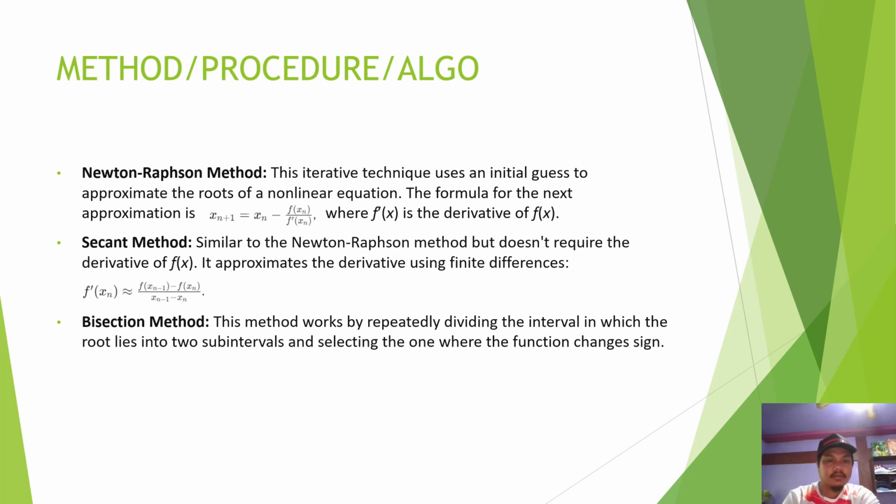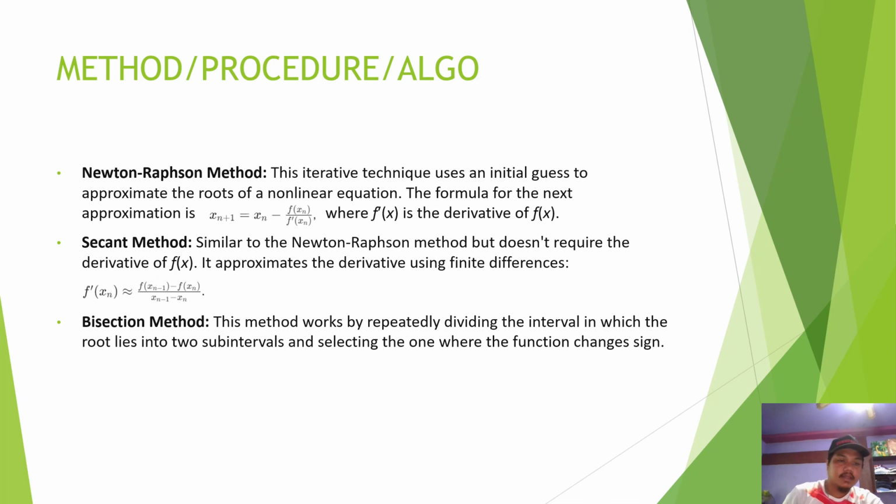Second is the second method, similar to the Newton-Raphson method, but it doesn't require the derivative of f of x. It approximates the derivative using finite differences. So f prime of x sub n equals f of x sub n minus 1 minus f of x sub n over x sub n minus 1 minus x sub n.